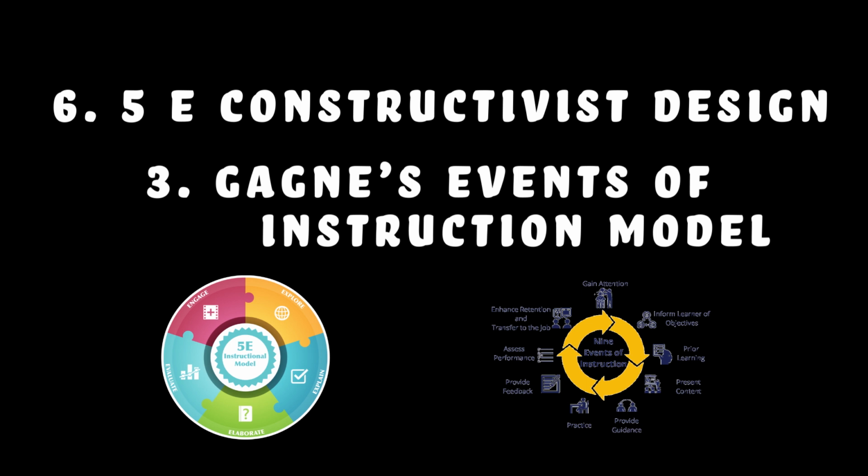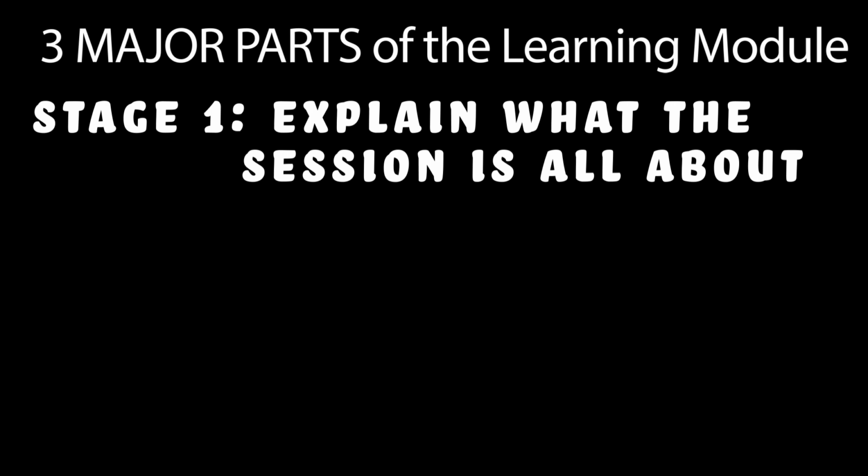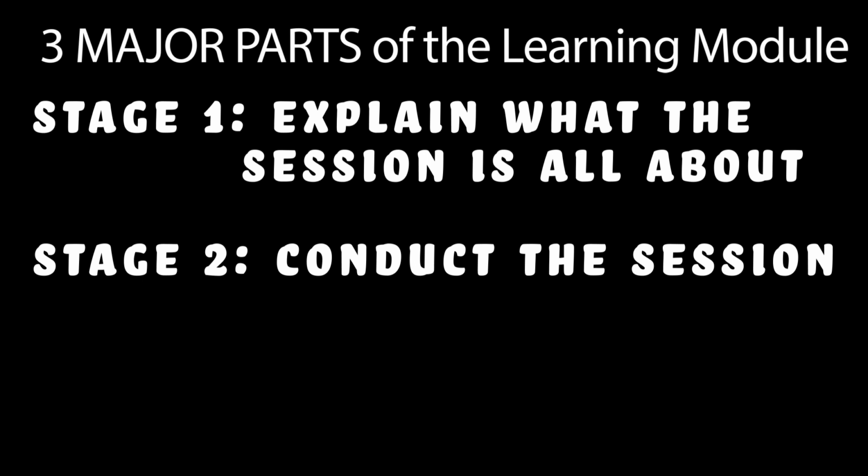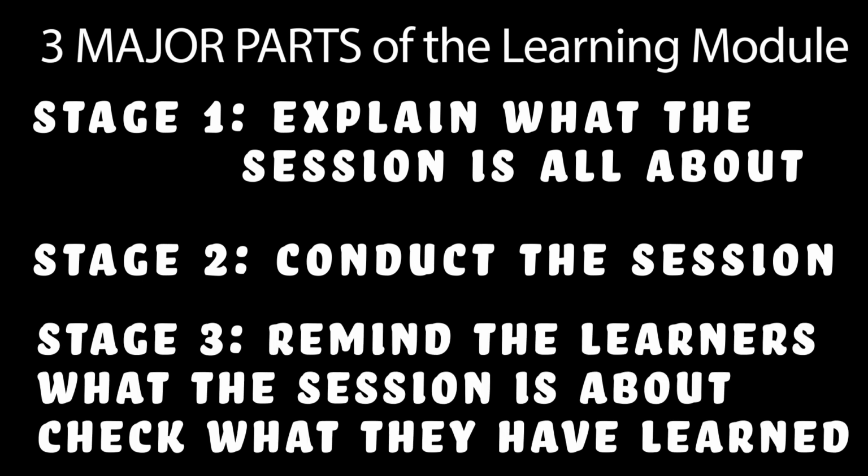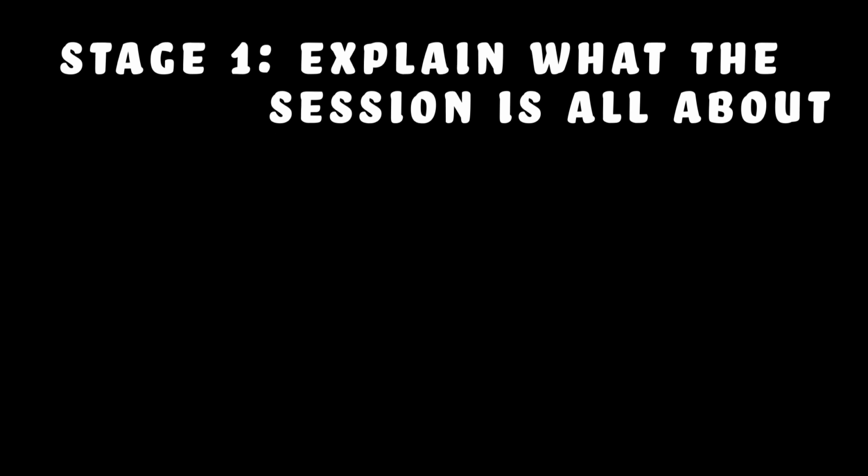To make things simpler, we will divide the major parts of our learning module into three. The first stage is to explain what the session will be about. Stage 2 is the conduct of the session. In stage 3, we remind learners what the session was about and check what they have learned. Today, we will talk about each stage and the possible steps under the two instructional design models we have mentioned. Let us start with stage 1.